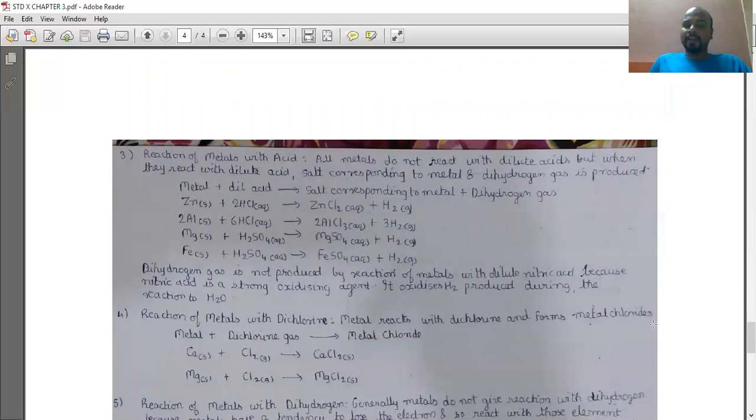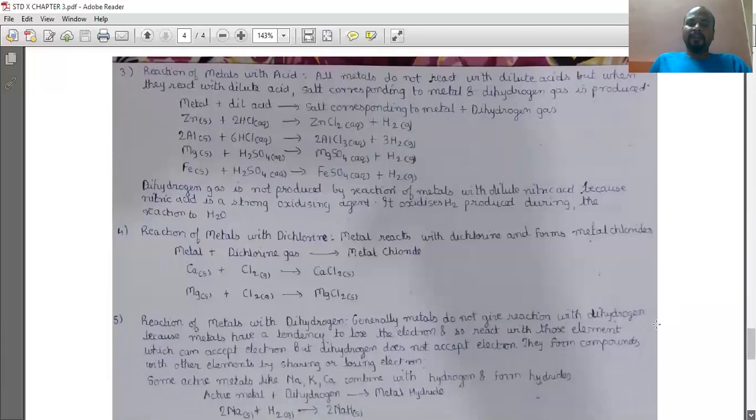All the metals do not react with dilute acids, but when they react with dilute acid, salt corresponding to the metal and dihydrogen gas is produced. The general form of it is: metal when reacts with dilute acid gives you salt corresponding to the metal and dihydrogen gas. Zn plus 2HCl gives you ZnCl2 plus H2. That is zinc metal when reacts with hydrochloric acid gives you zinc chloride plus hydrogen gas.